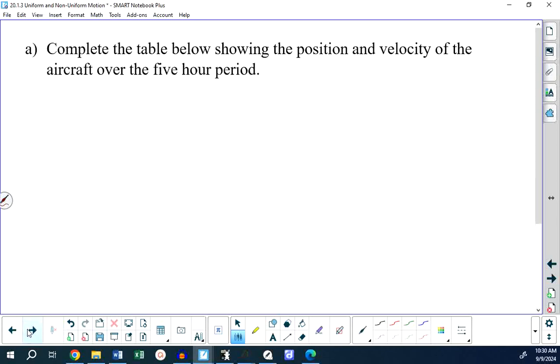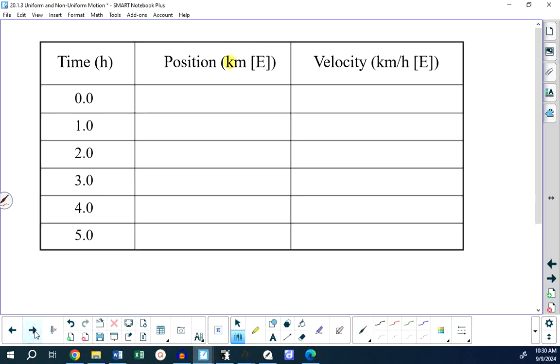So we have to fill in some information, complete the table. First of all, your position table, I think, says meters. It should say kilometers.